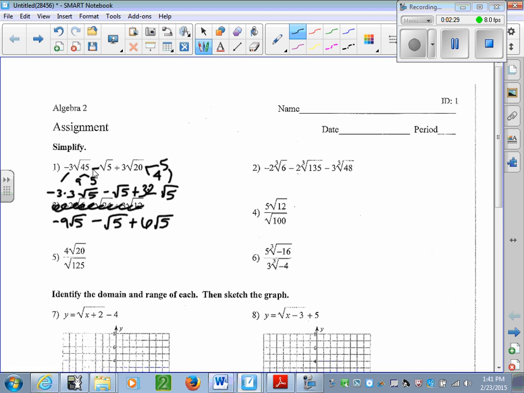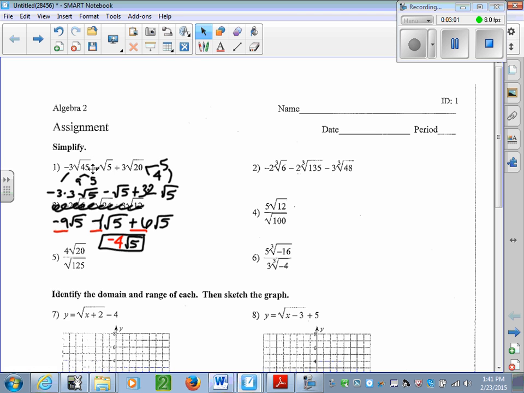So now I can just combine. I'm adding and subtracting radicals, and my radicands are all the same. They're all 5s, and my indexes are all the same, so I just add or subtract what's on the outside. Remember, when I don't see a number on the outside, I know it's a 1. So we have a negative 9 minus 1, which gives me a negative 10, plus 6, which gives me a negative 4, and then my radical 5 just kind of tags along. So my answer is negative 4 root 5.